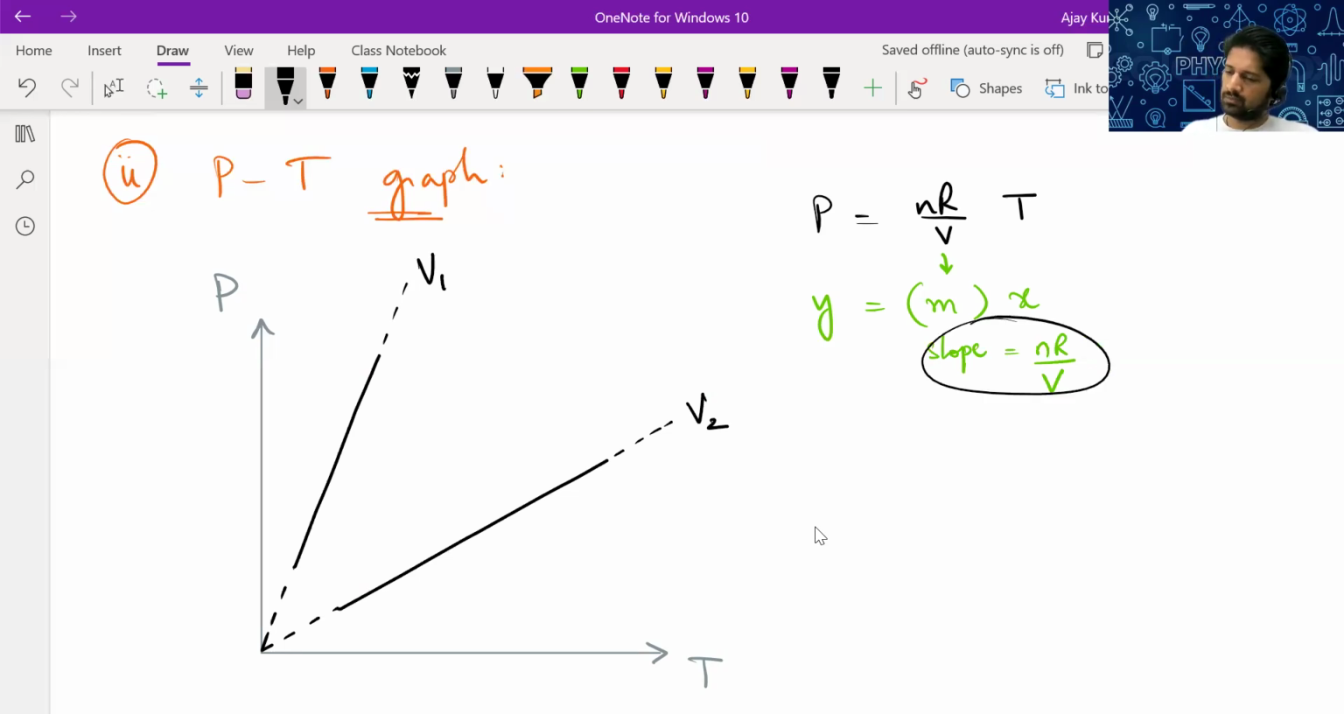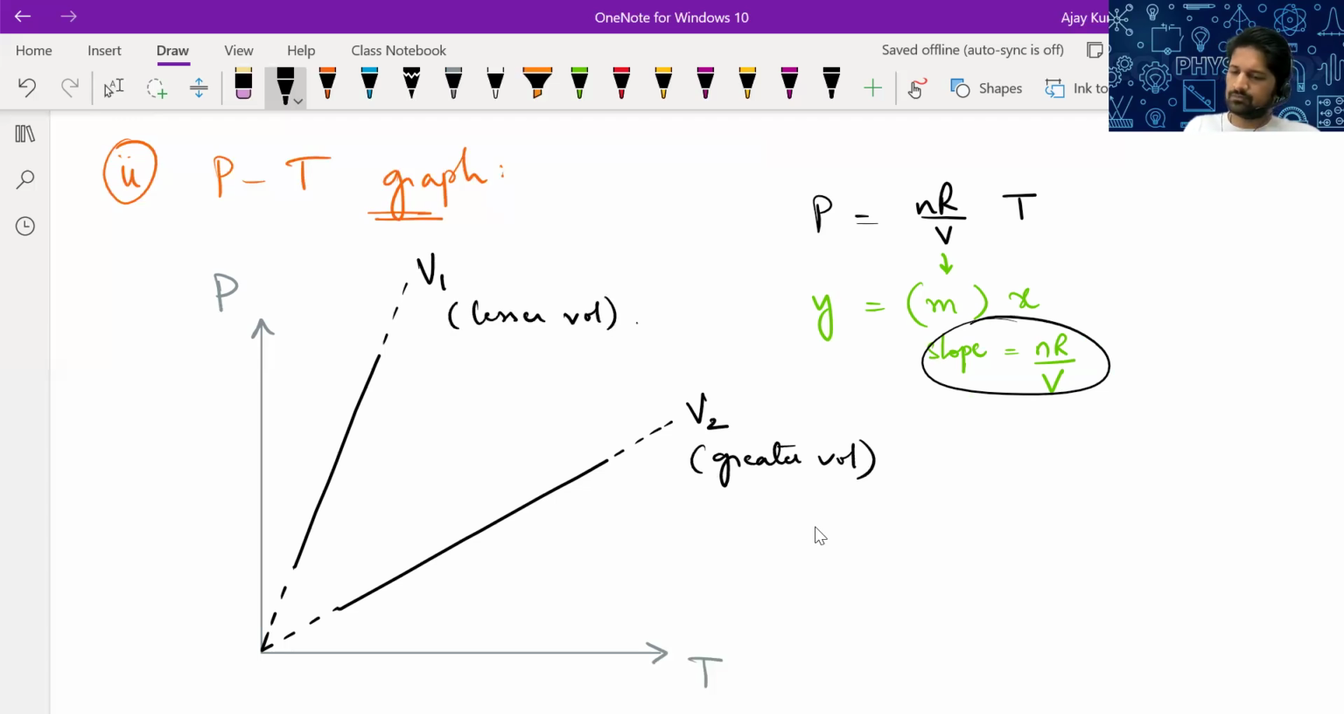Now we know that slope is nR by V. If pressure is on y-axis, temperature is on x-axis, then slope is nR by V. Greater the volume, smaller the slope. Okay. So the second graph, the one drawn for V2, has smaller slope. That means V2 must be greater volume. Okay. V1 must be lesser volume.